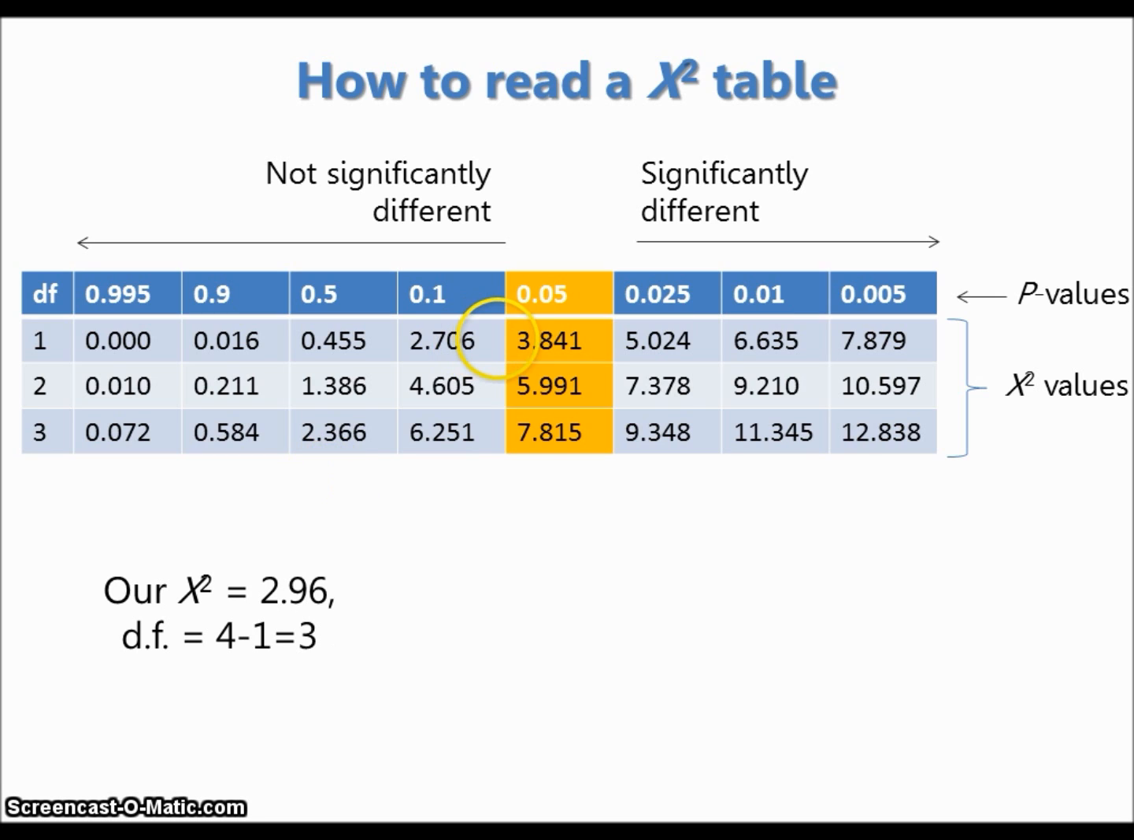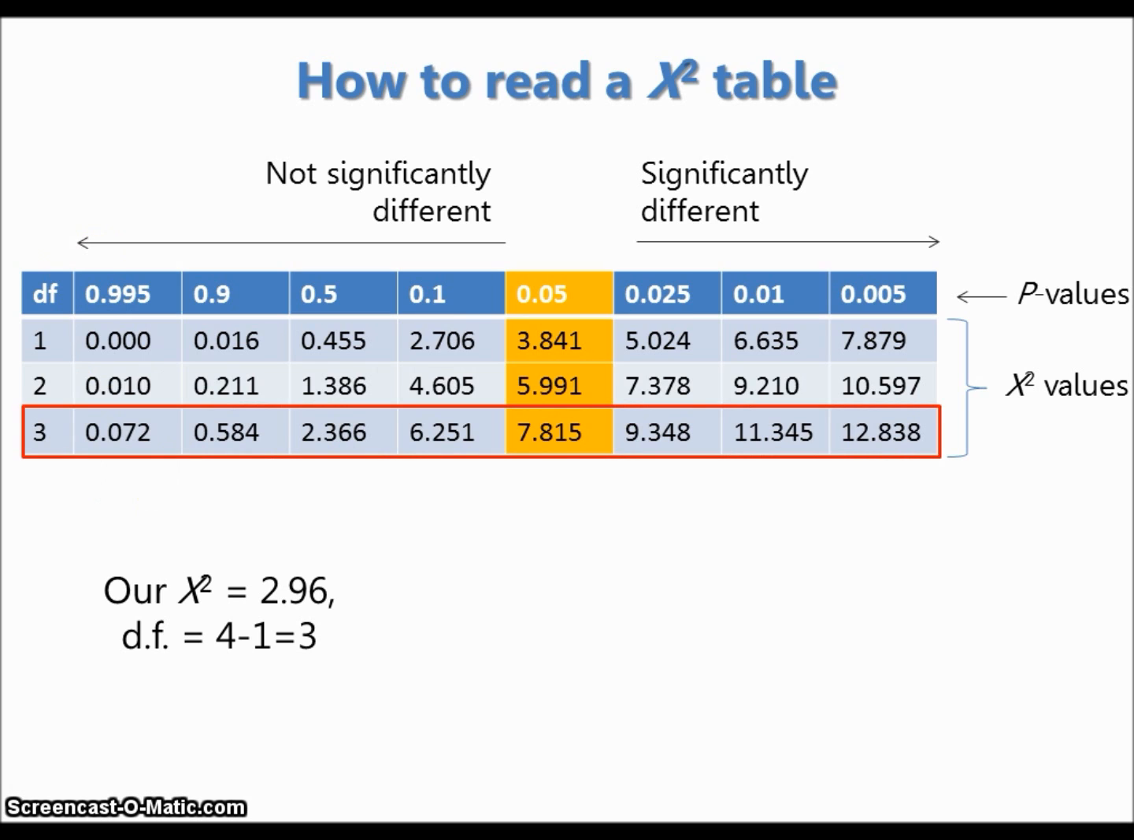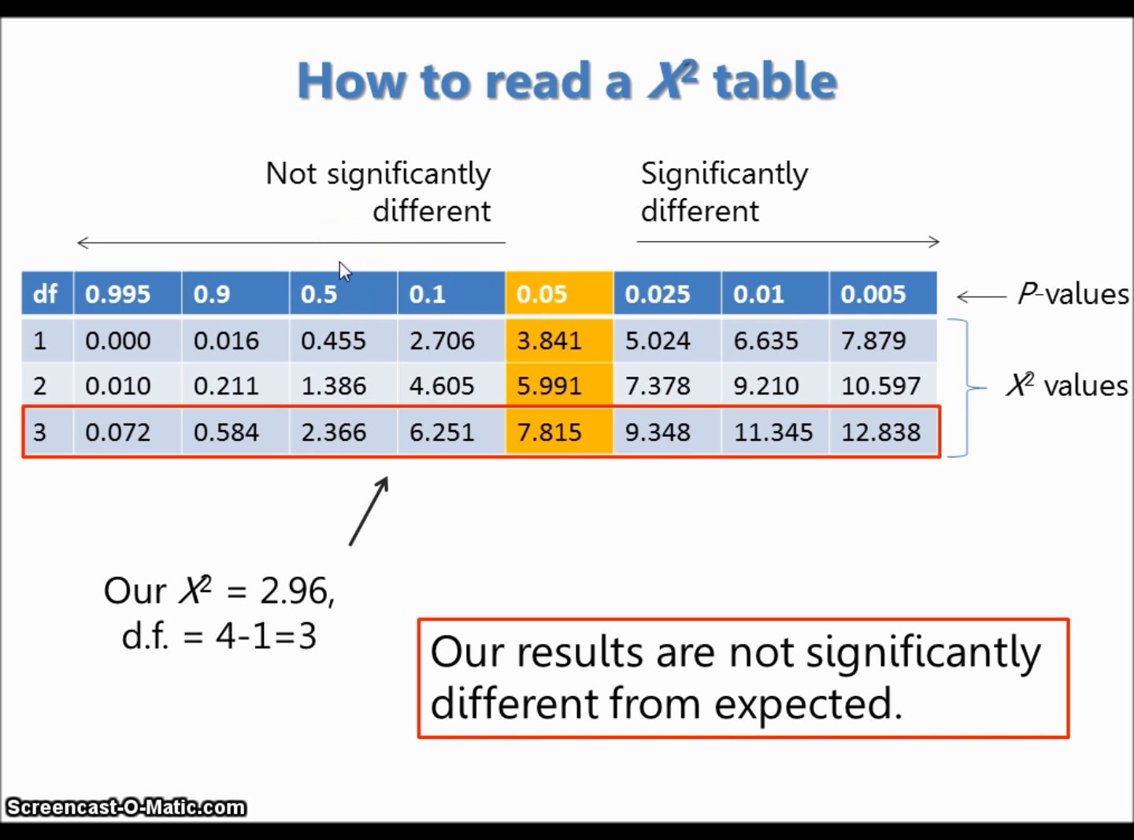Okay, so for us, again, our chi-square is 2.96 and our degrees of freedom is 3, so we're going to look in this third column that's associated with degrees of freedom 3, and we're going to see that our value falls in between 0.1 and 0.5 p-value. So we can conclude that our results are not significantly different from expected, and this supports our hypothesis that our observed equals our expected, that is, our cross does actually follow Mendelian principles.